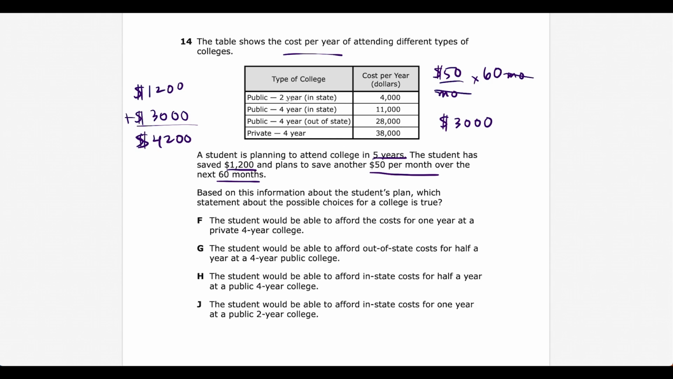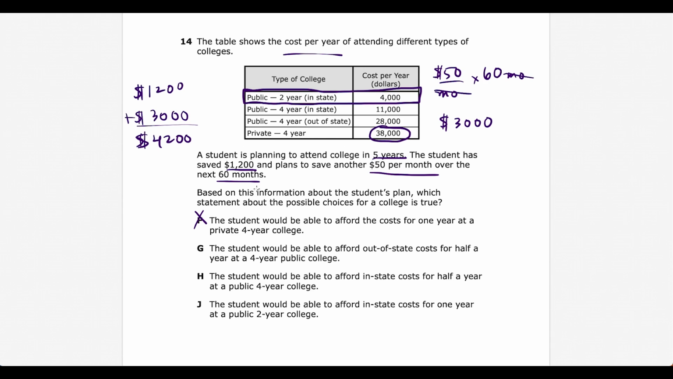So what could they afford? Well, the first thing that jumps out at me is they could afford the cheapest thing here. They could afford 2 years in state, $4,000 per year. So now we go through the answer choices. The student would be able to afford the cost for 1 year at a private 4-year college. Well, looking at this here, what we have is the cost per year in dollars is $38,000. So a private 4-year college, $38,000 per year, they cannot afford that with their $4,200.